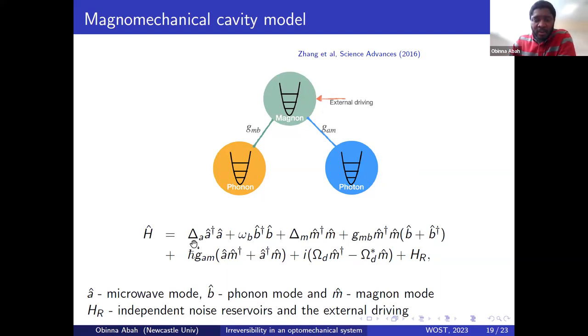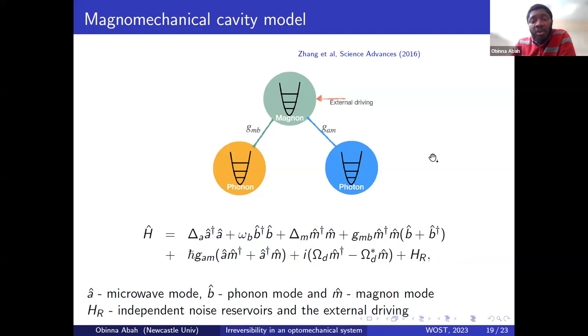And so then this is the coupling between the atom, the photonic mode, and then the magnon. And this is the driving, where the last term basically just takes into account the noise components as well as the external driving force we are seeing here in this picture.